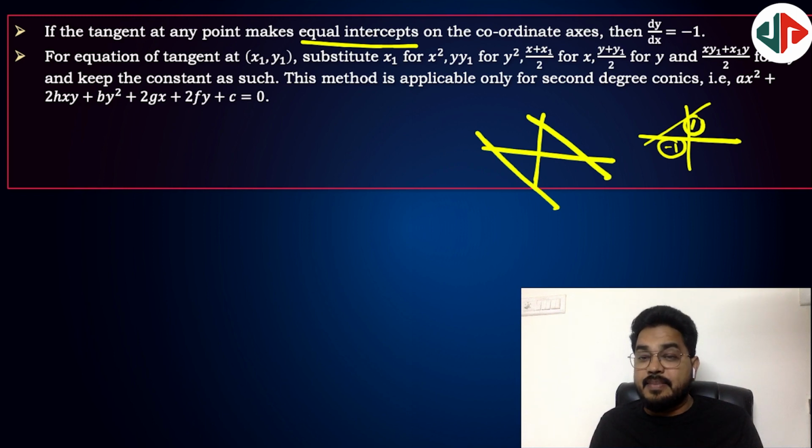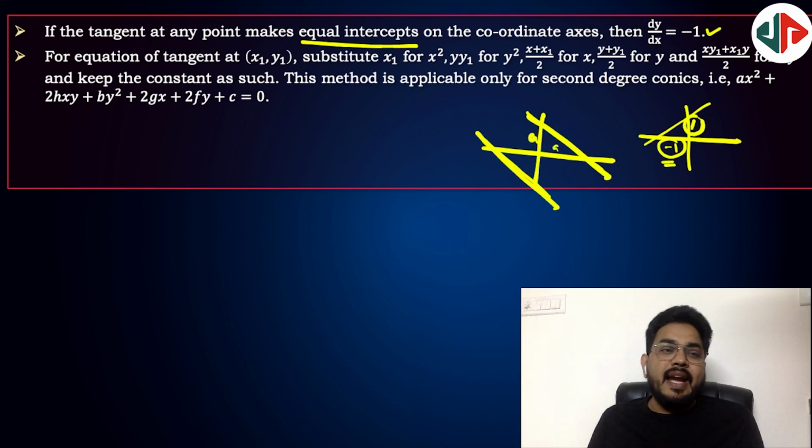Here the x-intercept is minus 1. You cannot say the x-intercept is 1. So equal intercept means both are positive or both are negative. So here, the slope will be equal to minus 1. And this second part is very important.